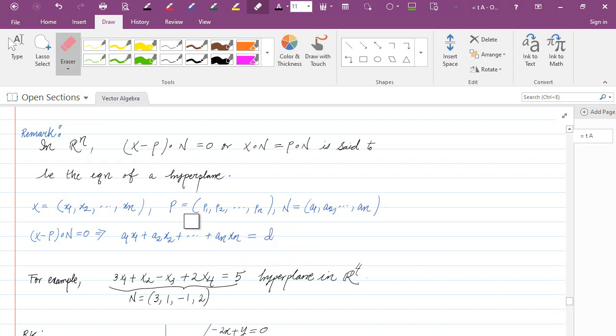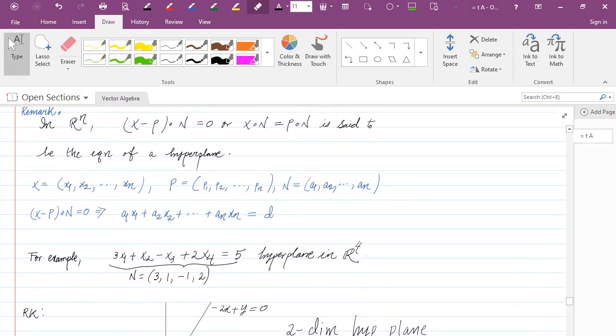So if a point p in R^n is given, and a vector n in R^n is given, then the equation of the hyperplane passing through p, perpendicular or normal to the vector n, is given by this equation. So for example, in dimension 4, if we have an equation of the form 3x1 plus x2 minus x3 plus 2x4 is equal to 5, then this is a hyperplane with normal vector (3, 1, negative 1, 2).